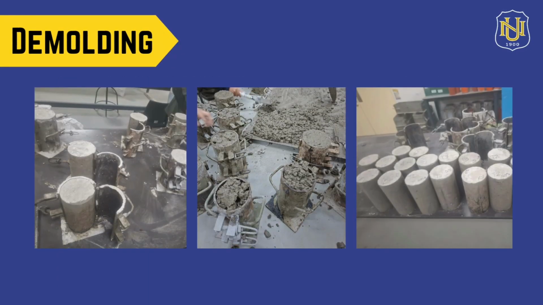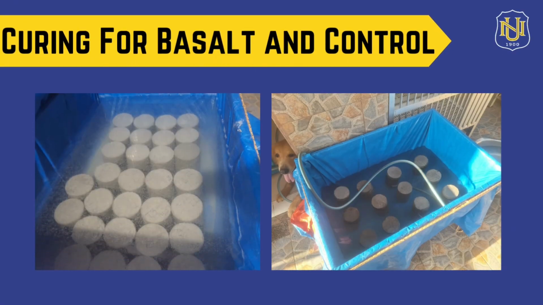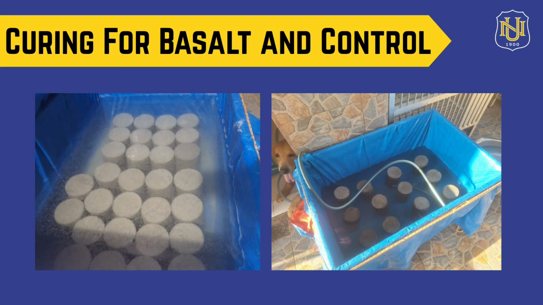After 24 hours, the concrete specimens were carefully removed from the molds through the demolding process. The cylindrical specimens were prepared for water curing. The concrete specimens were submerged in a curing tank filled with water. The curing periods were conducted for 7 days, 21 days, and 28 days prior to compressive strength testing.